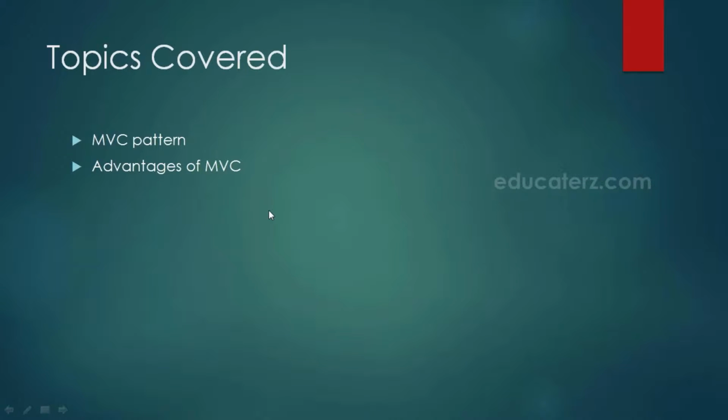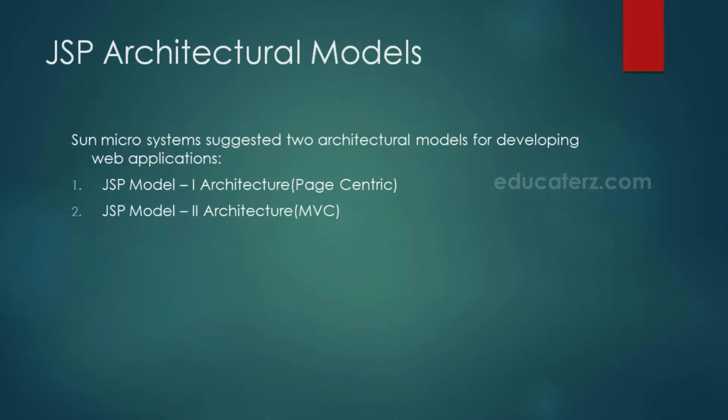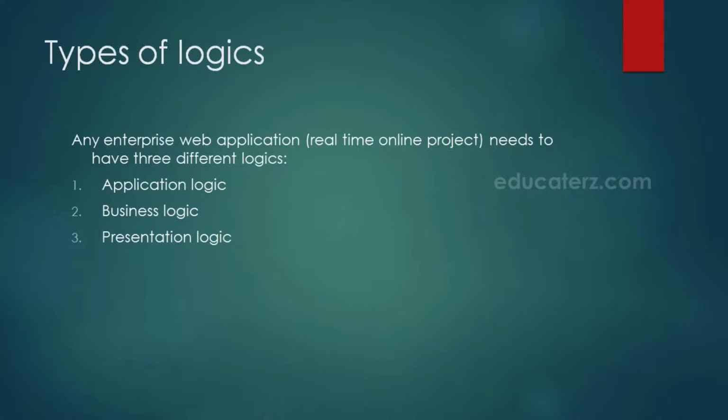In this video, we are going to learn about MVC pattern and what are the advantages of MVC pattern. So basically, we have two JSP architectural models for developing web applications. The first one is JSP Model 1 architecture, which is also known as page-centric architecture. And the second one is JSP Model 2 architecture, also known as MVC, that is Model View and Control architecture.